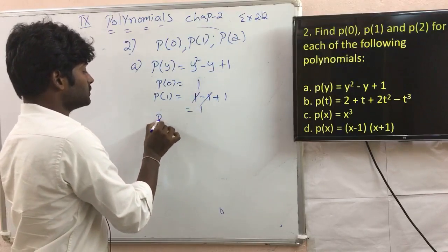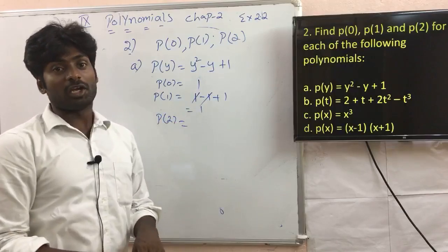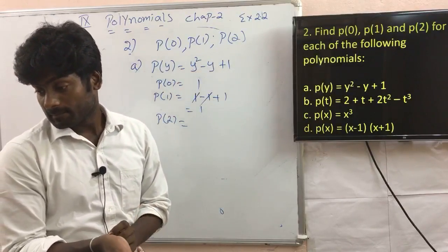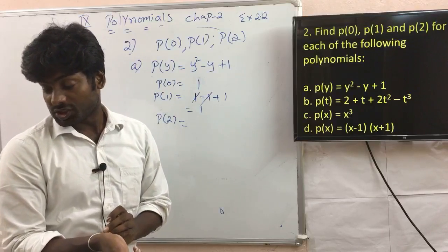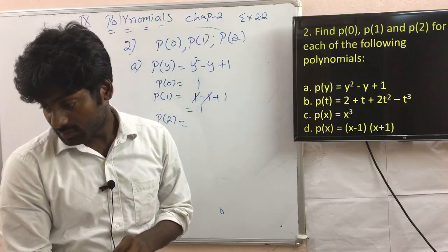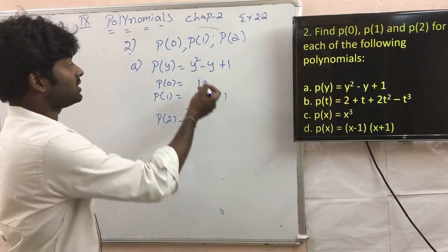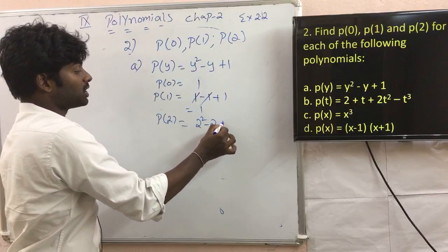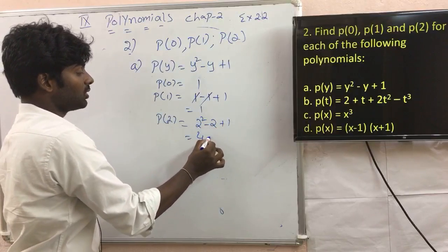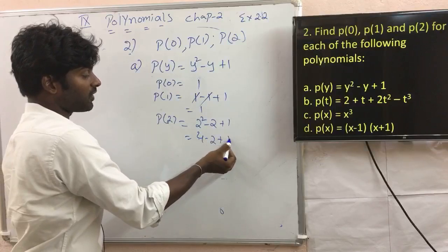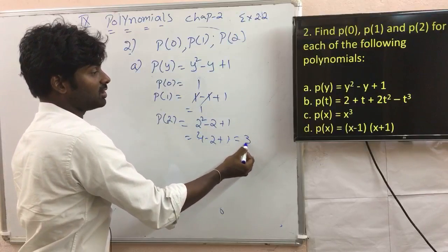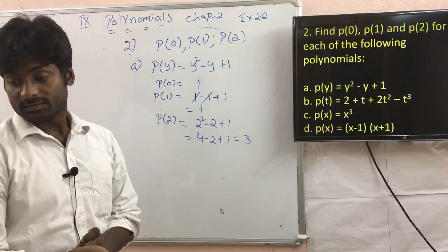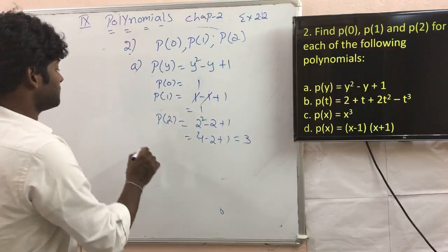Now P of 2. Substitute the value of 2 in y in the given polynomial, you will get the answer. Okay Shivam, 1, 1, 3 is the correct answer. So the third one you will get 3. See once, place 2 in the y: 2 square minus 2 plus 1, that means 4 minus 2 plus 1, 4 plus 1 is 5, 5 minus 2, obviously you will get 3. Okay.